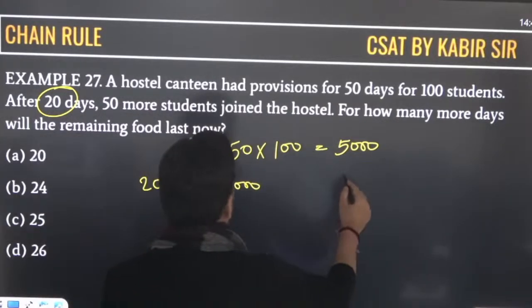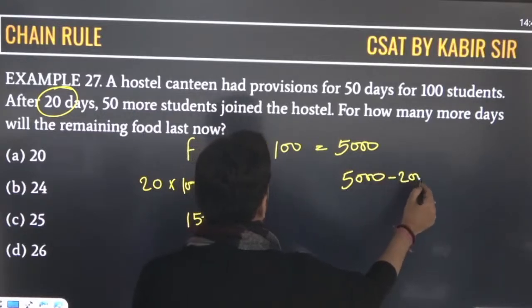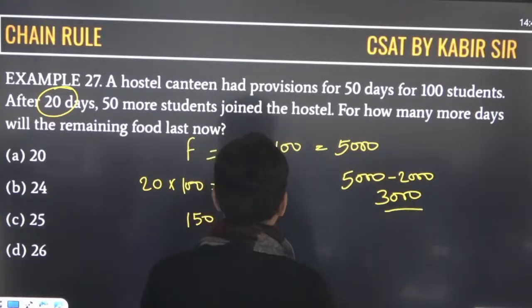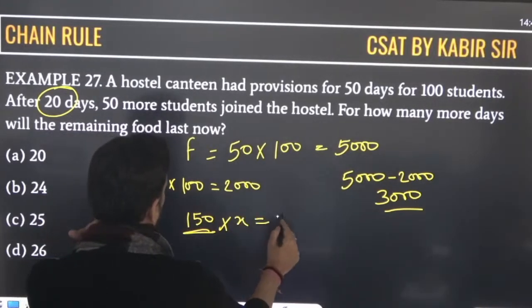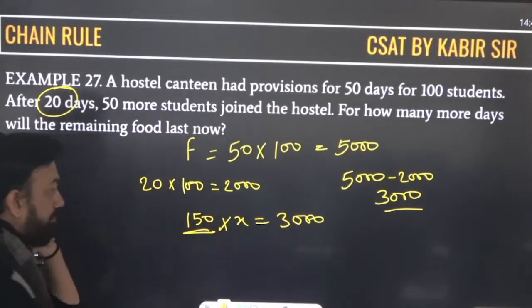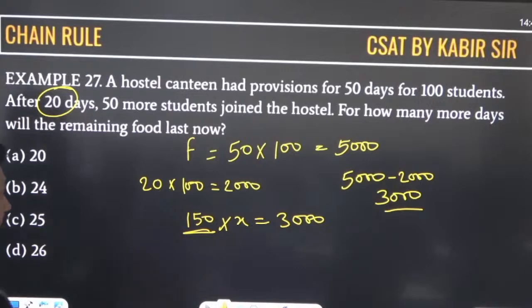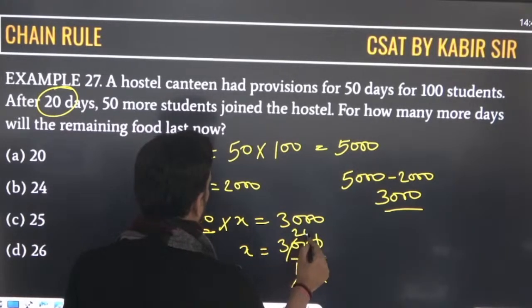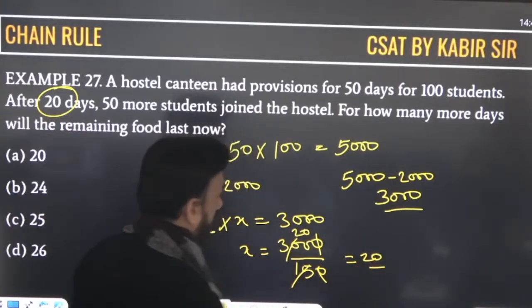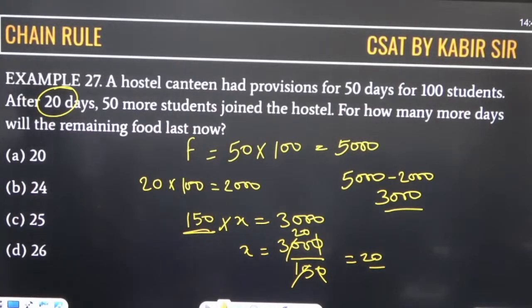So the remaining food is 5000 minus 2000, 3000 food is remaining. 150 students, how many days will they eat this 3000? X will be equal to 3000 divided by 150. So 20 times, yes, 20. The food will last 20 days. The answer is option A.